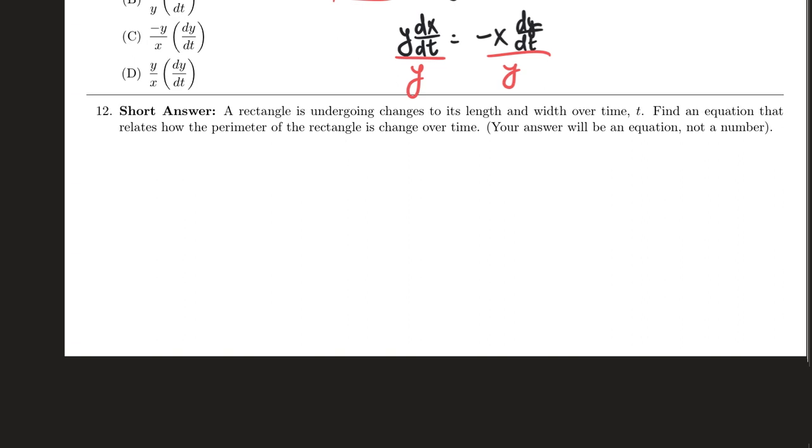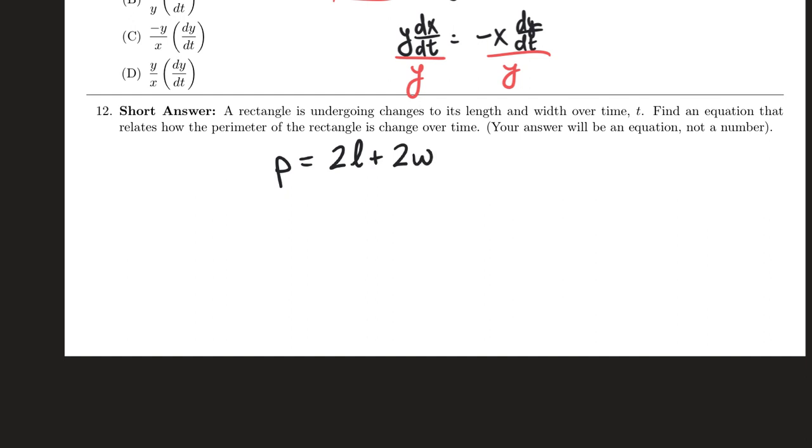And again, 12 is basically just the version where you don't have answer choices, but a rectangle is undergoing changes. Find an equation that relates how its perimeter is changing over time. So we need our original equation. The perimeter of our rectangle is going to be 2 times the length plus 2 times the width.